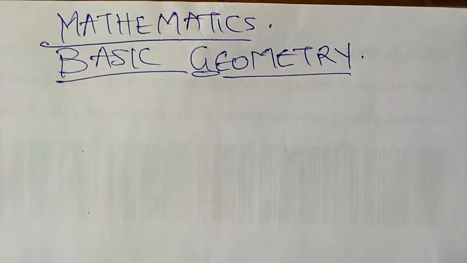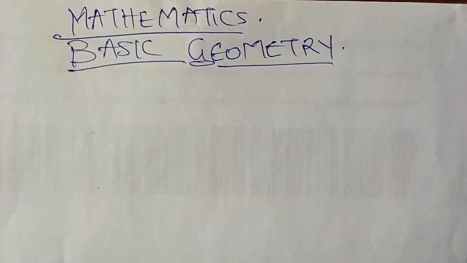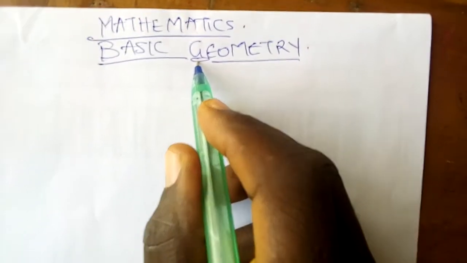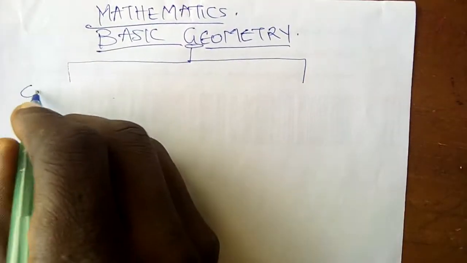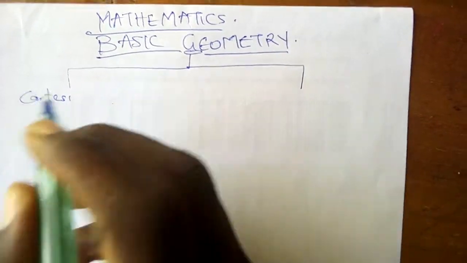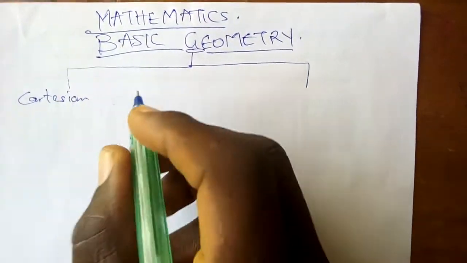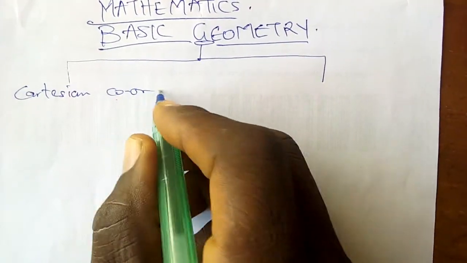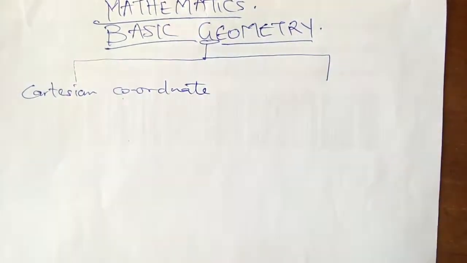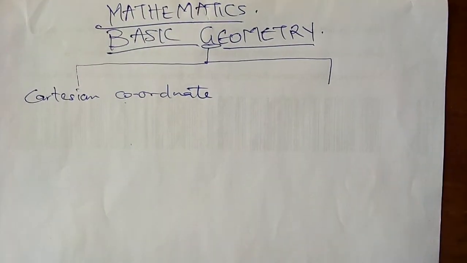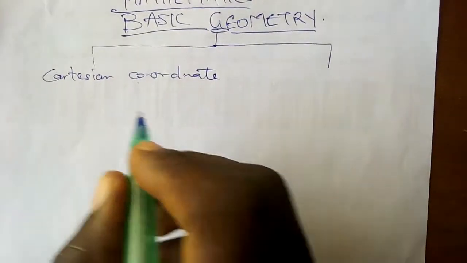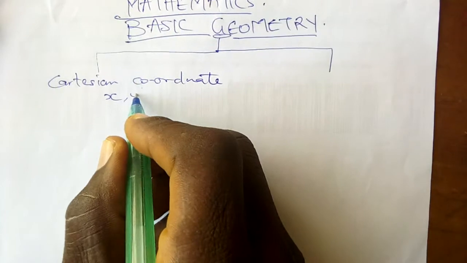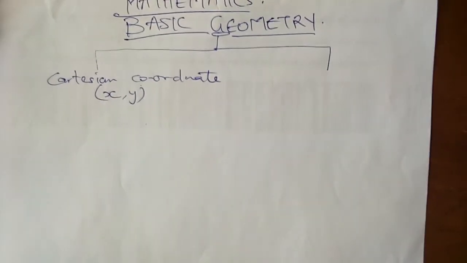Before we proceed, I need to tell you that geometry is divided into two parts, and the first one is the Cartesian coordinate. The Cartesian coordinate is what we are very much familiar with from our secondary school days, and that is when we plot our x and y graph.